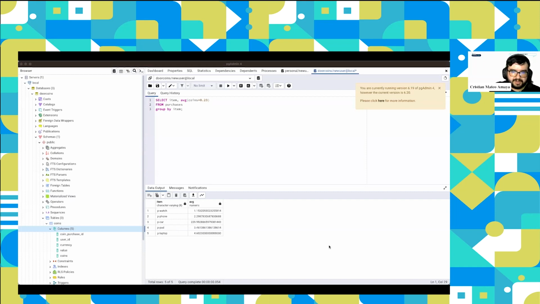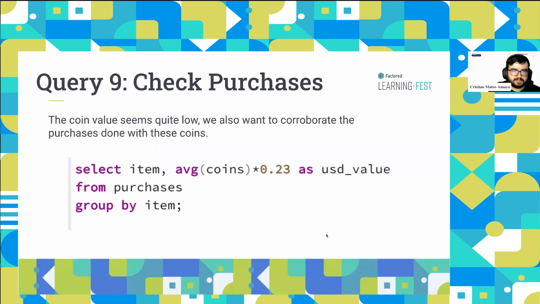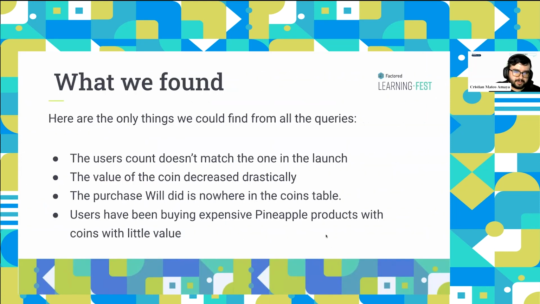So I'm going to return here. So what we found, sorry about the speed run there. The user count doesn't match the one, oh, sorry, the Q&A. Christian, sorry, I think we are running out of time. So, oh yeah, sorry. We have like 6 minutes. So maybe you can try to make a summary. Yeah, sorry about that.